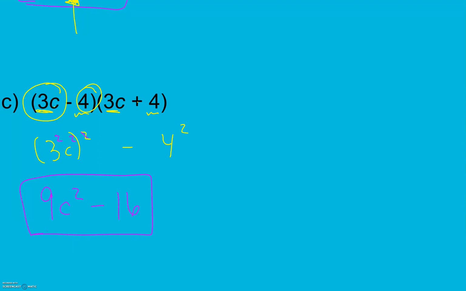If you recognize it, again, if you didn't, you still could have FOILed out firsts, outsides, insides, and lasts. But my outsides and insides would have added up to 0, so I didn't need those pieces here.